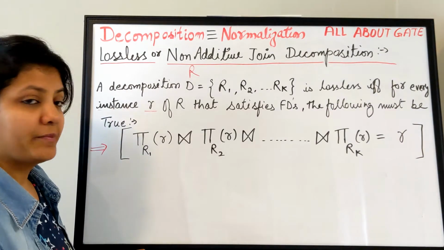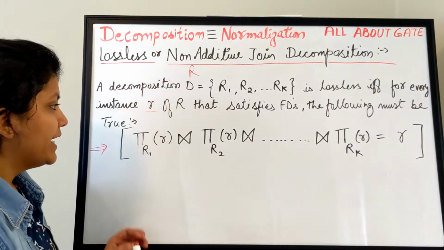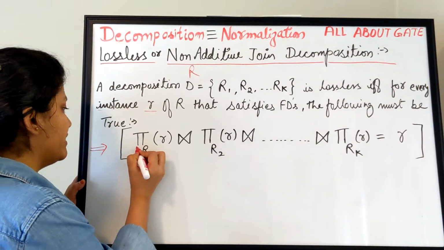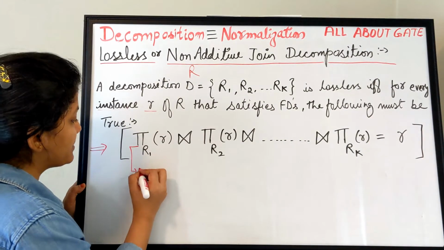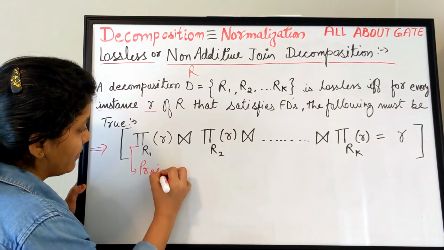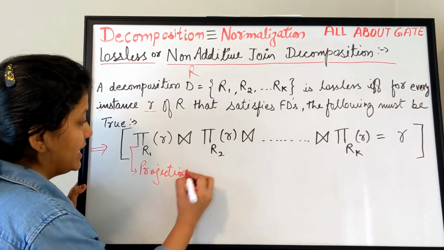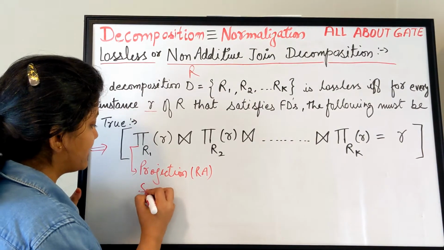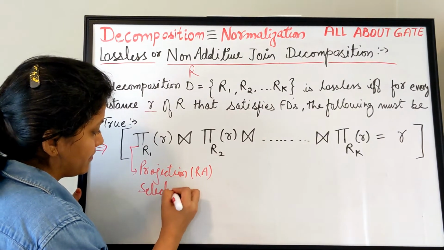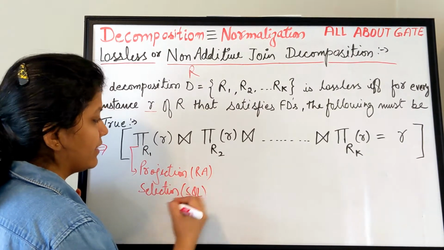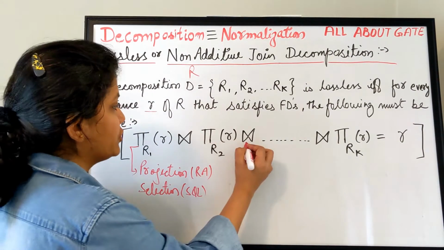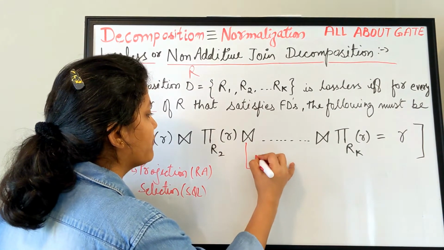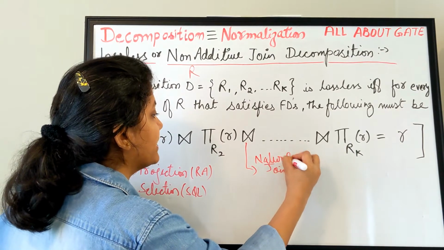What does this statement say? It performs two types of operations. You may be noticing them for the first time. This represents the projection in relational algebra, and from the SQL point of view, you can say it represents the selection. And this symbol represents the join. Basically, here we are performing the natural join.